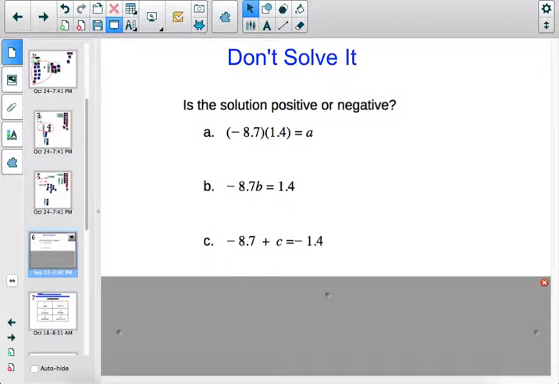Alright, try this one. Is this C going to be positive or negative? Is that a negative 1.4? Yes, it's a negative 1.4.